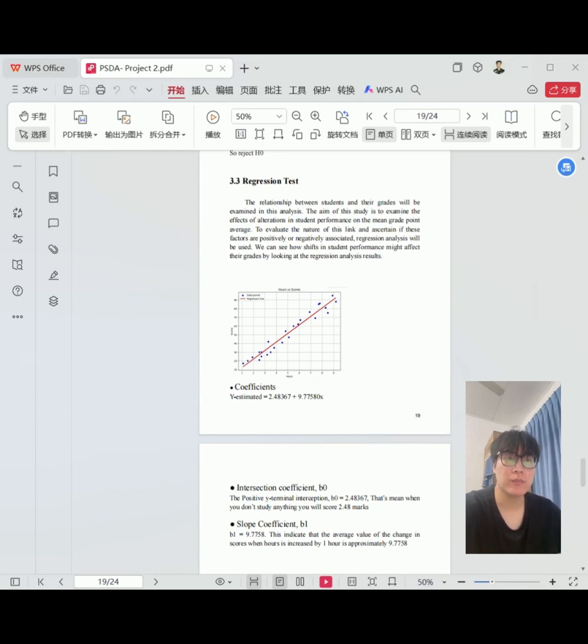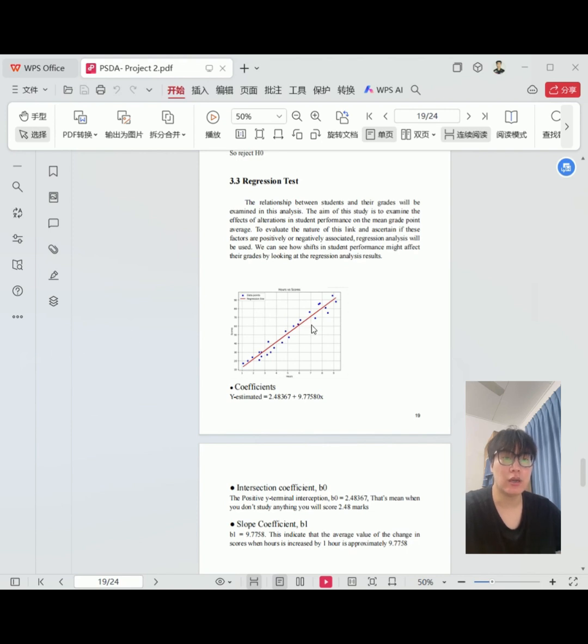So for the 3.3 regression test, this regression test is used to analyze the linear relationship between study time and the students' scores. The results show that study time has a significant positive impact on scores. For every additional hour spent studying, the average score increases by approximately 9.7785 points. The regression analysis indicates a strong linear relationship with a coefficient of determination of 0.9529, meaning that most of the variation in scores can be explained by study time.